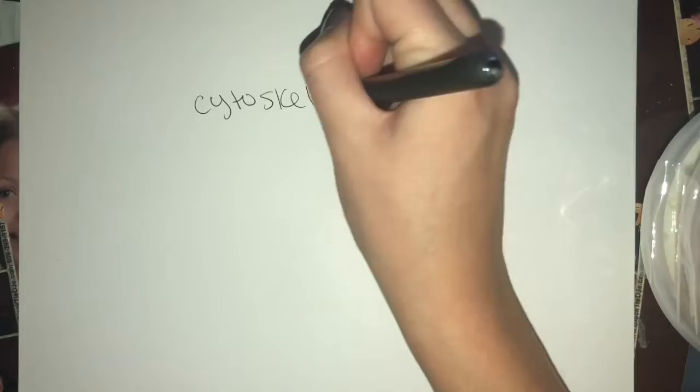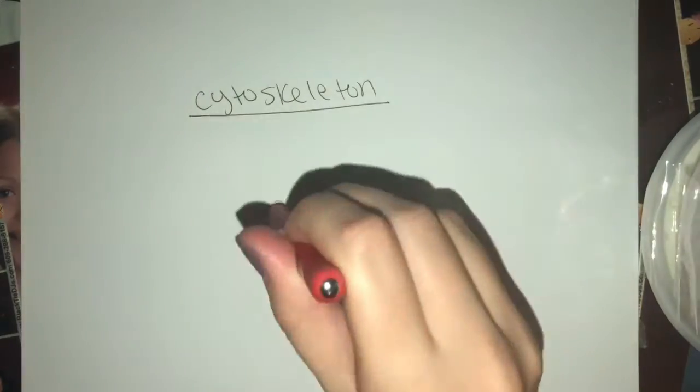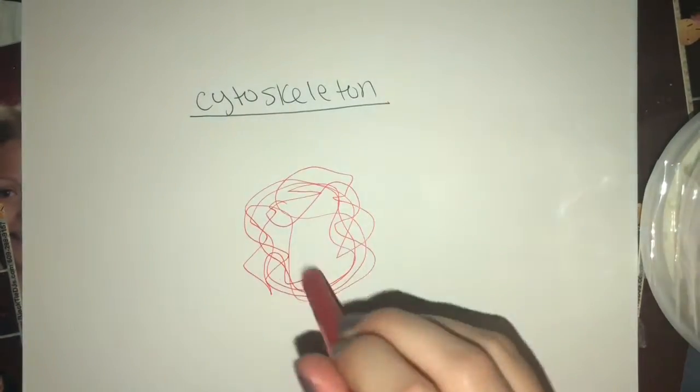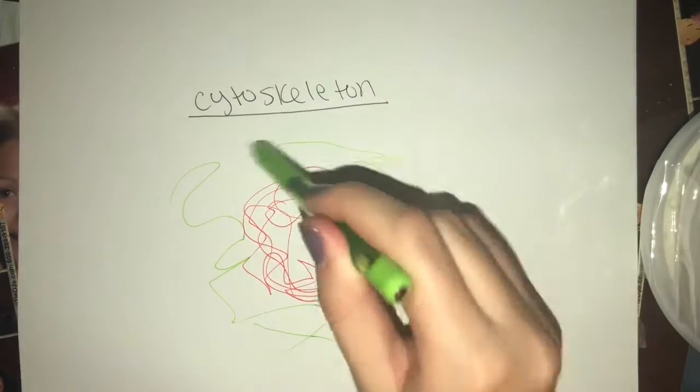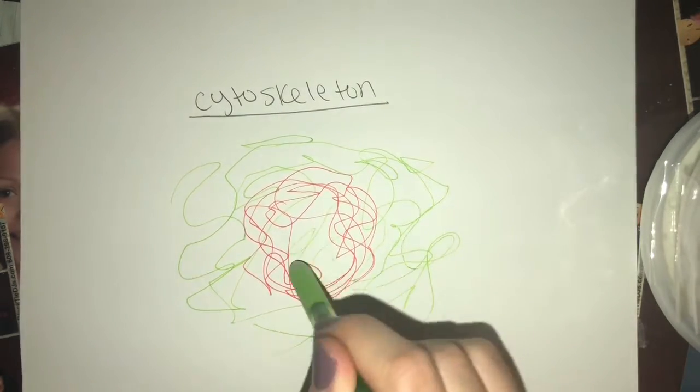Last on my tour of the cell that I'm going to be showing you is the cytoskeleton. This is a microscopic network of protein filaments and tubules in the cytoplasm of many living cells, giving them shape and coherence.